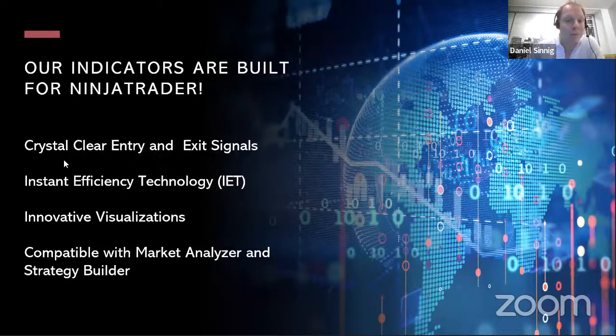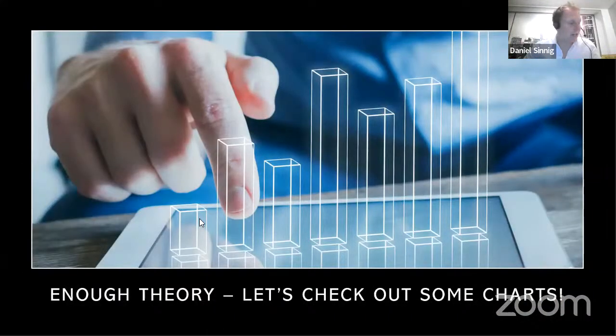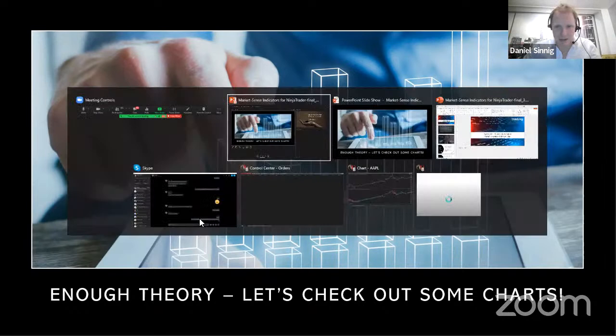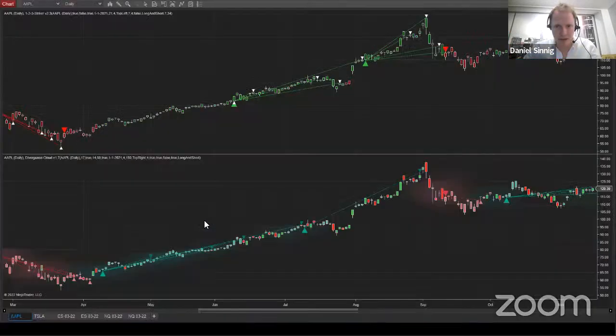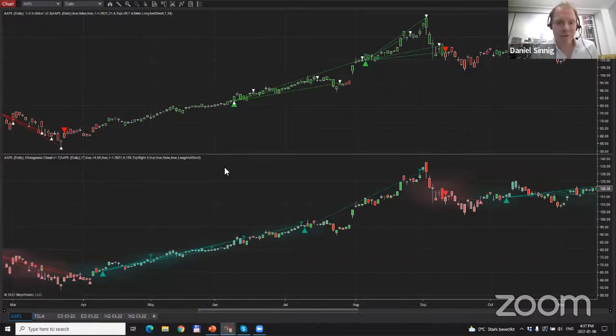We also have equipped our indicators with what we call instant efficiency technology, or short IET. And I will demo this to you as well. And I will not say too much about it right now, because it's always better to see it live in action. All right, so without further ado, let's switch over to the charts. I'm just going to quickly look at the time. All right, perfect. So let's go to NinjaTrader. I will open up this chart first. This is a daily chart of Apple.